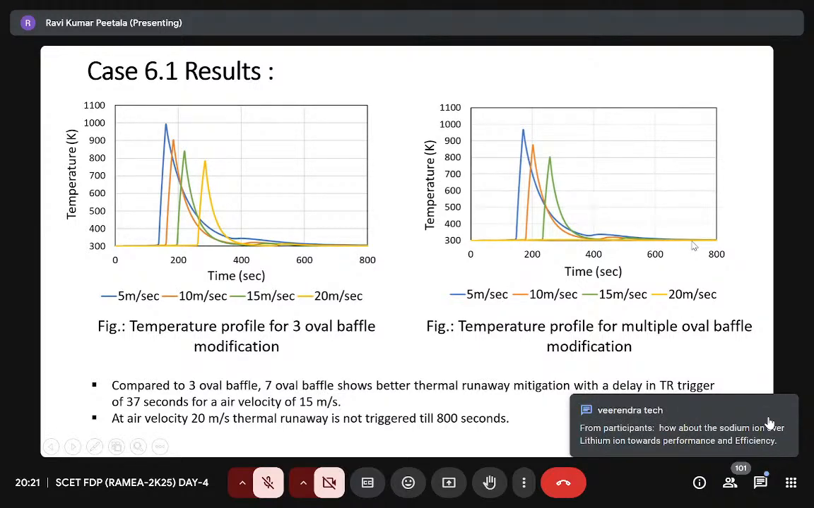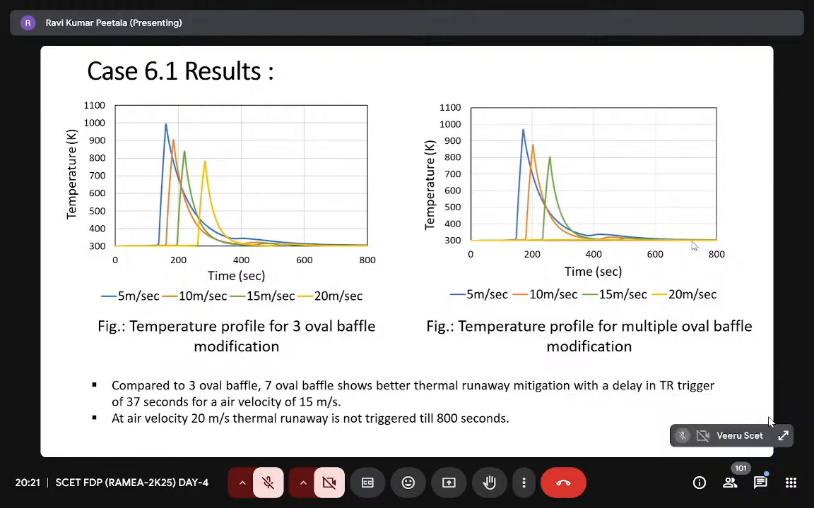Which means even though the temperatures rise because of the internal heat resistance and chemical reactions, if I use baffle plates in such a way, I can minimize or delay the thermal runaway temperature rise, as well as I can eliminate the thermal runaway up to 800 seconds. That is what we come to know.